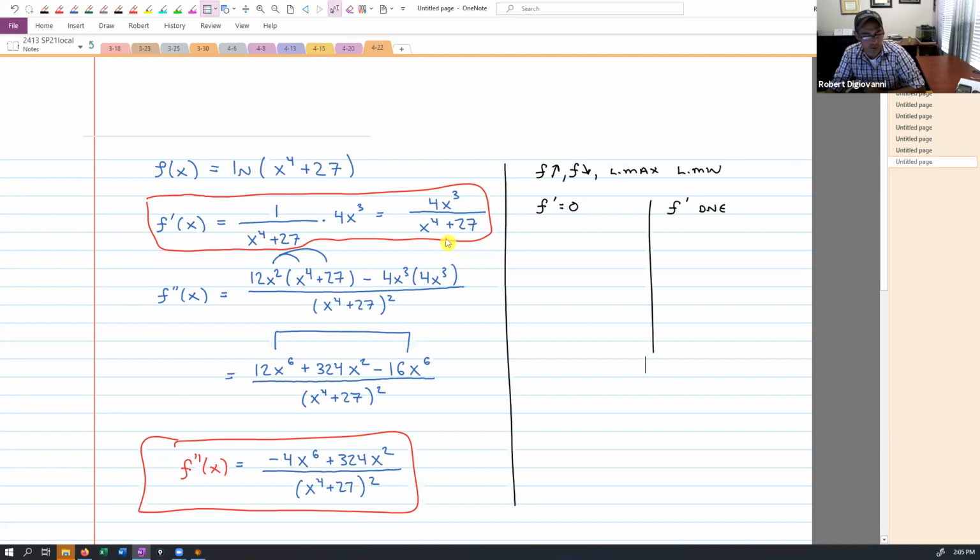Okay, first derivative equal to 0. Here's my first derivative. Set it equal to 0. Easy money, right? 4x cubed. That's all you have to do, just the top. Divide both sides by 4. Look, the answer is 0. The only thing you can plug in there and get 0 is 0 itself.